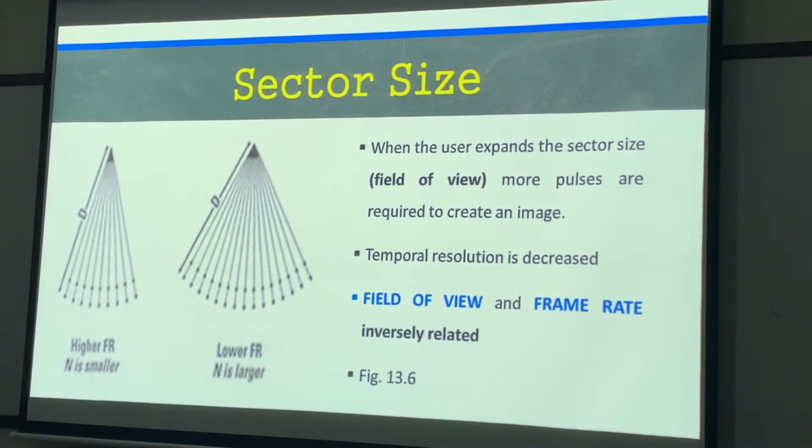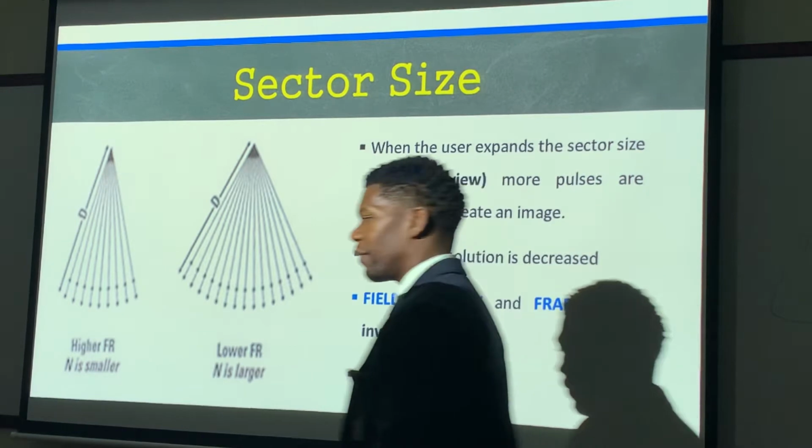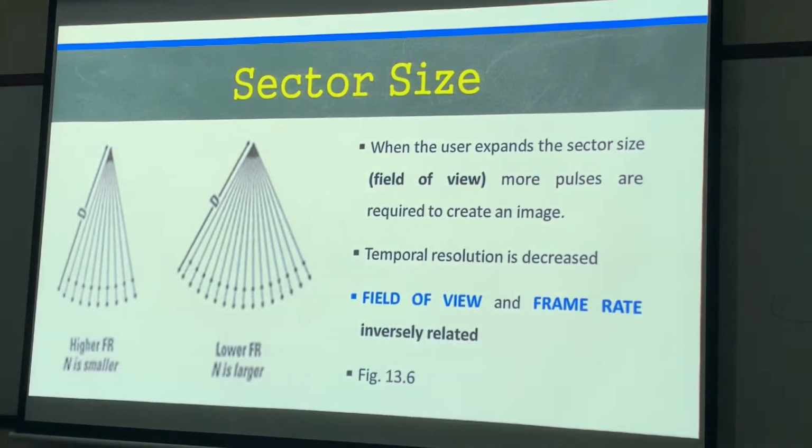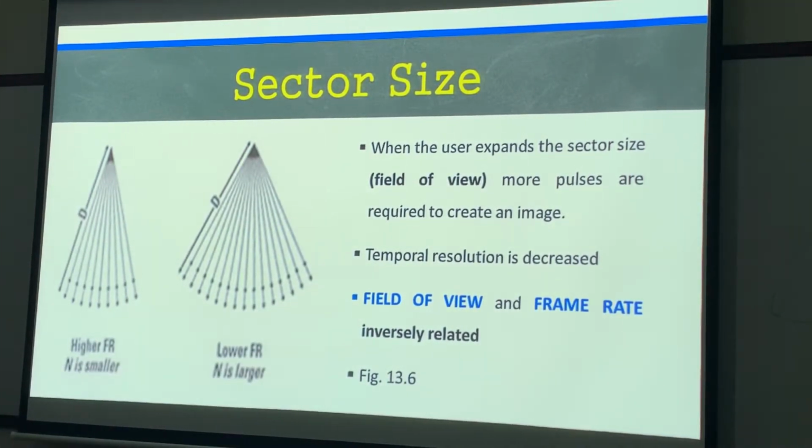So, guys, check out figure 13.6, and because I couldn't find that picture online, that's why I say check out 13.6. You can see that the top image has a narrow sector width, right? The top image has a narrow sector width, so it's going to be able to have a higher frame rate.